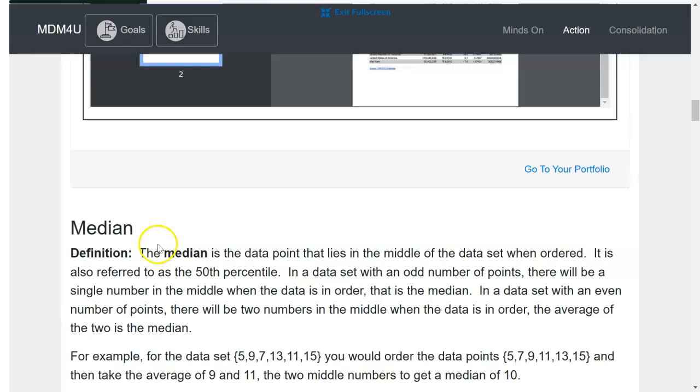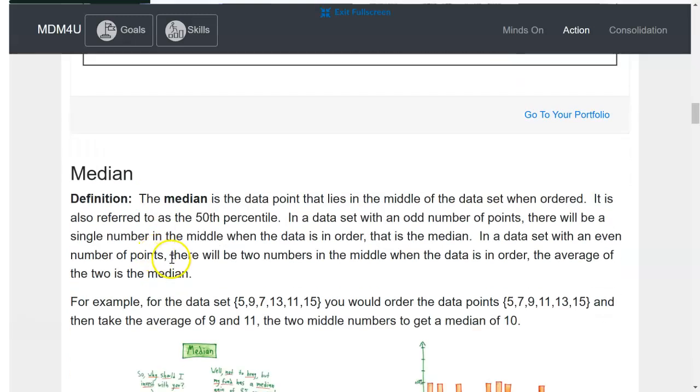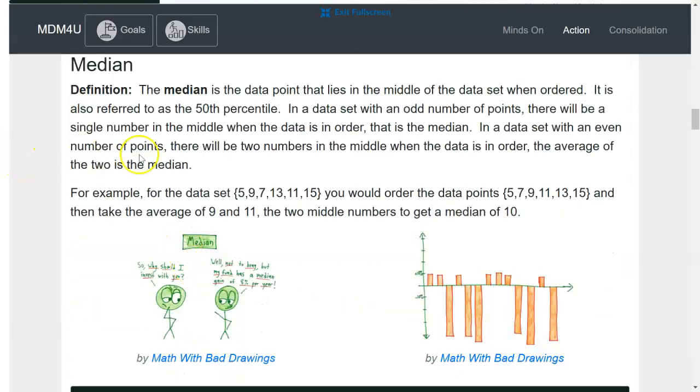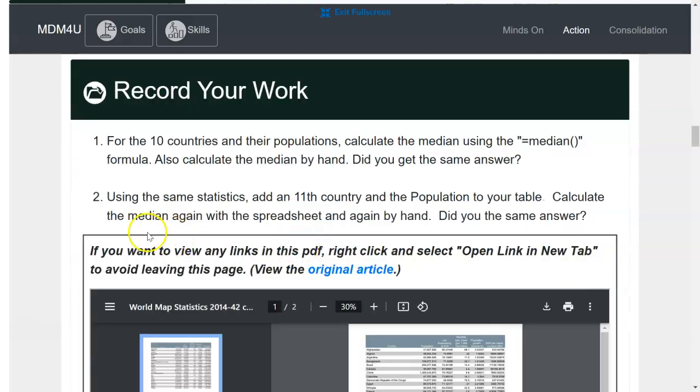The median is the middle value. Okay. If there's two middle values, take the average of the two middle values. So here, if we have this 5, 9, 7, 13, 11, 15, put them in order like this, right here. And then the two middle guys are 9 and 11, and the average of 9 and 11 is 10. So that's how you get that.